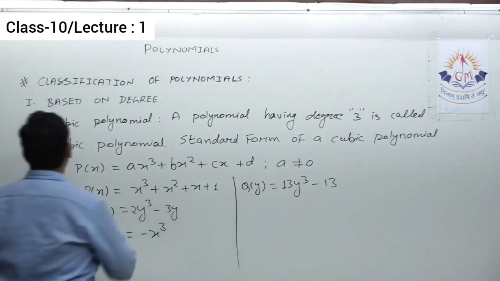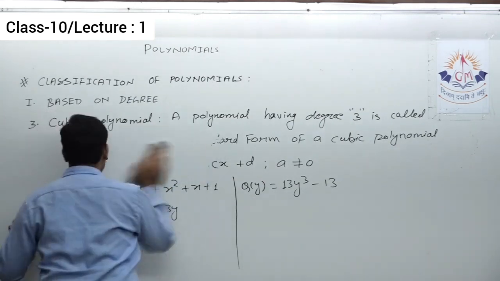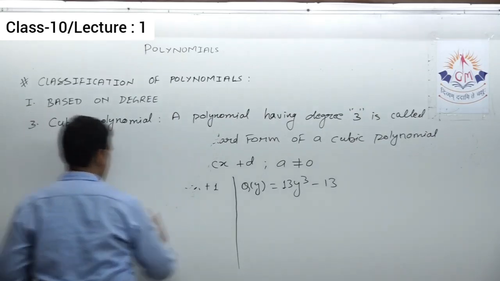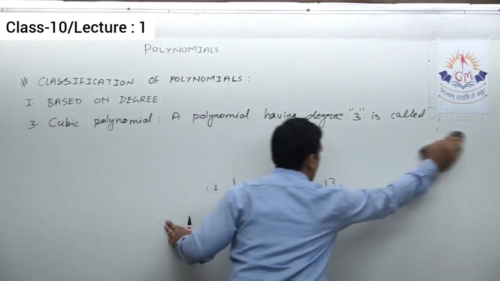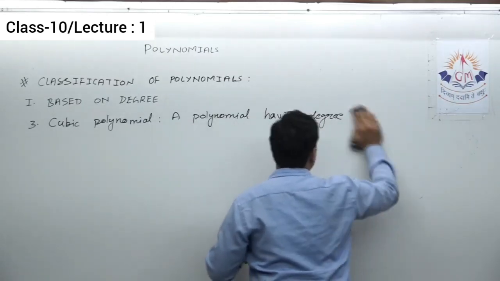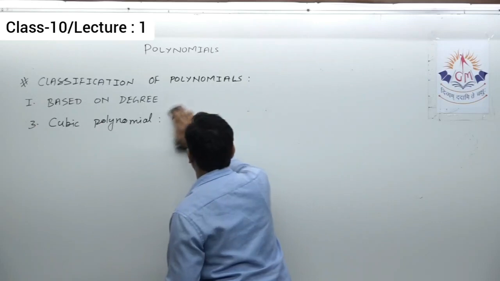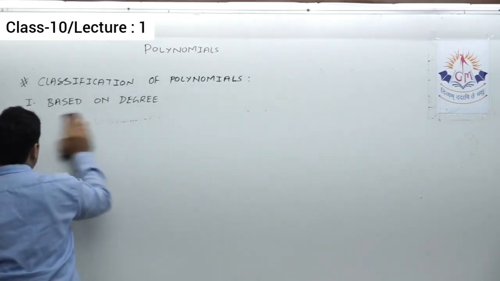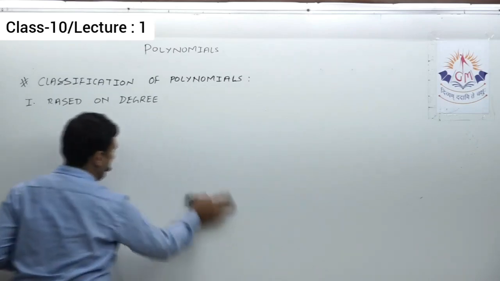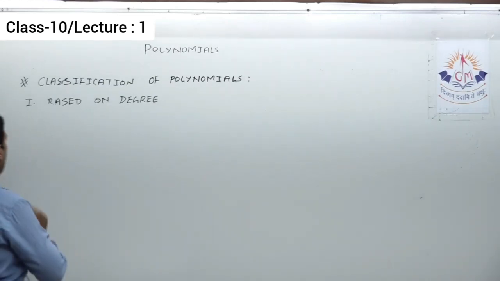Okay, after this cubic polynomial, next we will see is biquadratic polynomial. Next is biquadratic polynomial, degree 4. The name biquadratic itself says it: quadratic is 2, so biquadratic is 2 plus 2, that is 4. That's why it is called biquadratic polynomial.